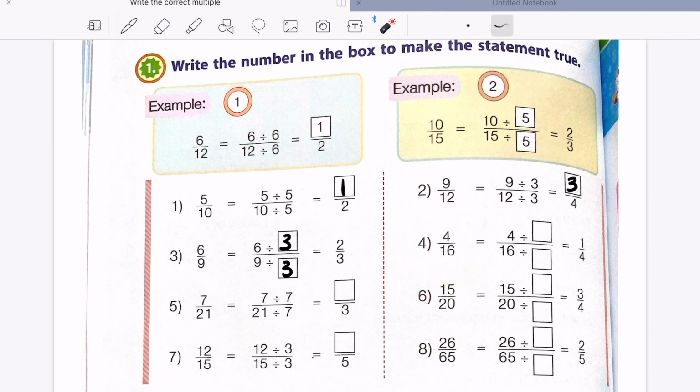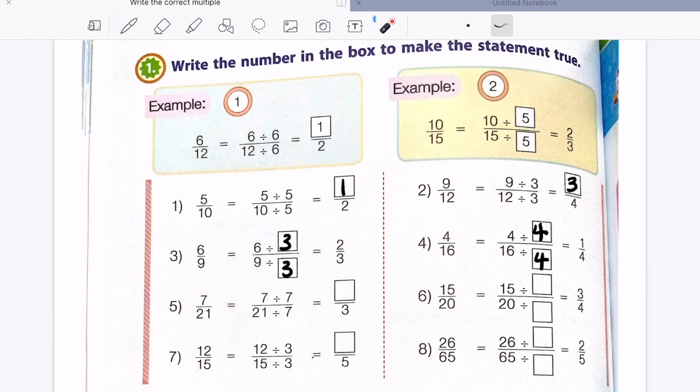4/16. 16 divided by what equals 4? We know 16 divided by 4 is equal to 4. So whatever we do to the bottom, we have to do to the top. So 4 divided by 4 equals 1. Very good.